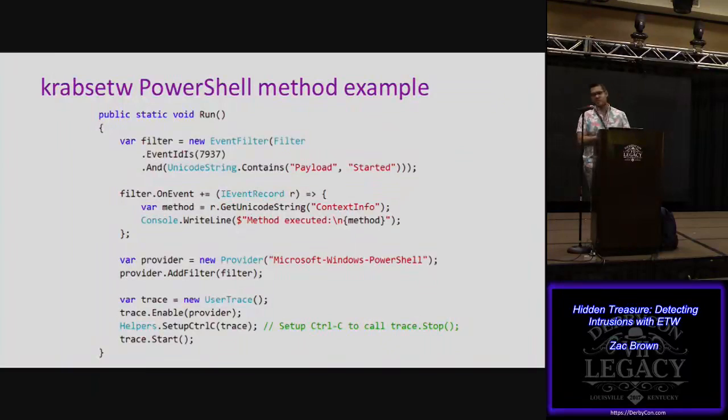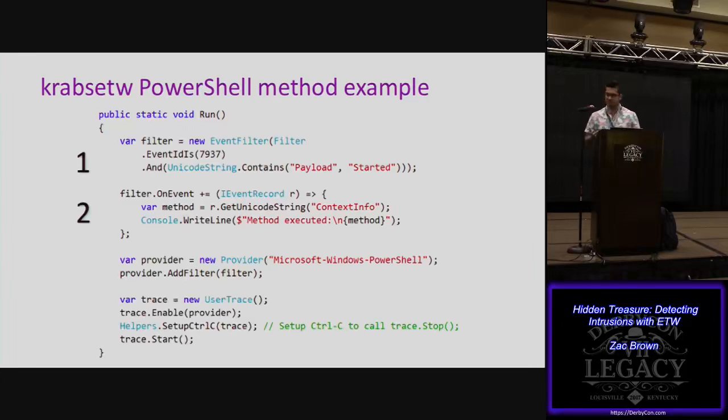Let's look at PowerShell method execution. See what sorts of PowerShell methods are executing in your various contexts. Event ID 7937. That's from the PowerShell trace. We're going to look for payload started because we don't care about the stop events. We just want to know each individual method that started.